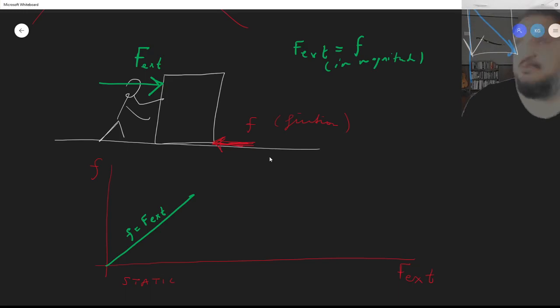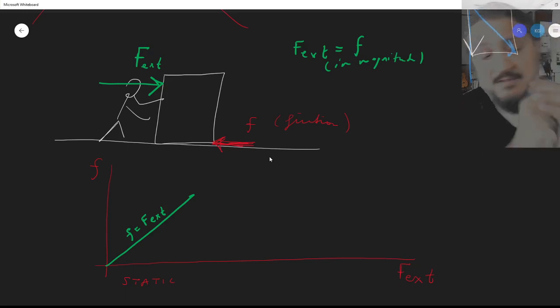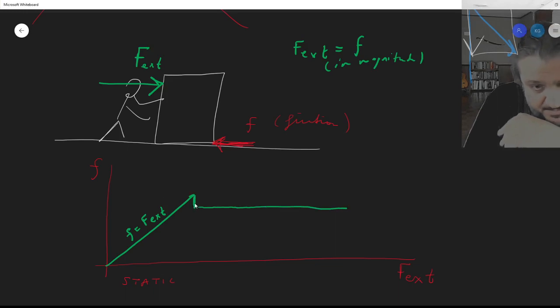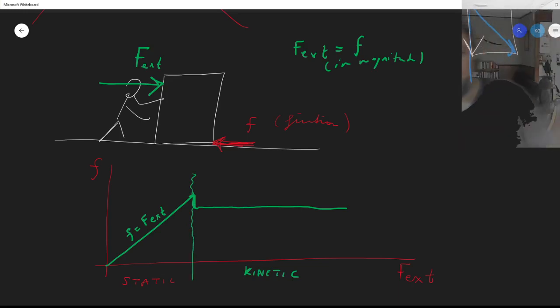And it turns out that once it starts moving, you may push harder and harder if you can do it, but it will not make the friction force greater. Let's put it that way. So this means the friction force will remain around here. Okay, so there's a drop here. It's going to drop like this, and this will be the kinetic phase now. This is where you change phases from static to kinetic phase, okay?